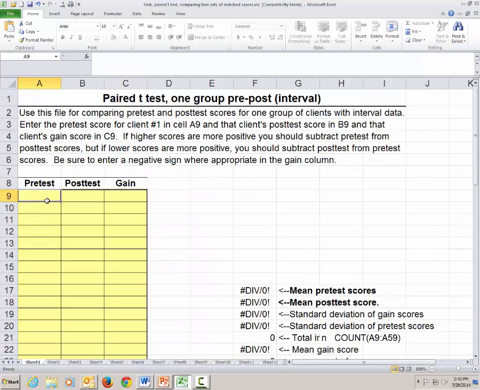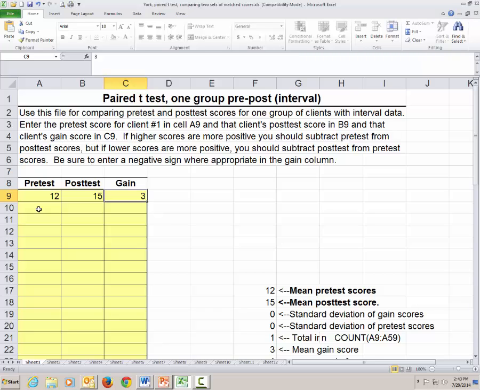Let's throw in some numbers here. Let's say the first person in your data had a pretest of 12, post-test of 15, with a gain of 3. Now this means, of course, that we're measuring something where higher scores mean better. Let's call this self-esteem. Higher scores are better self-esteem. So if you go from 12 to 15 on self-esteem, you've gained 3 points. If your measurement tool does it the opposite, then you have to compute your gain score differently, of course.